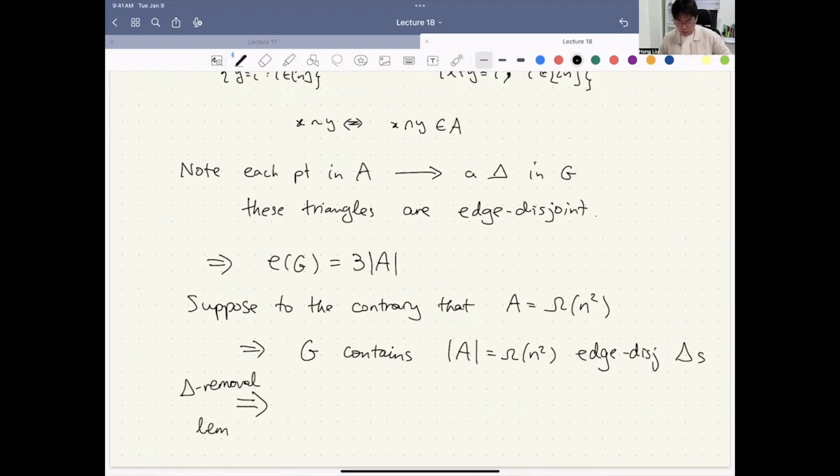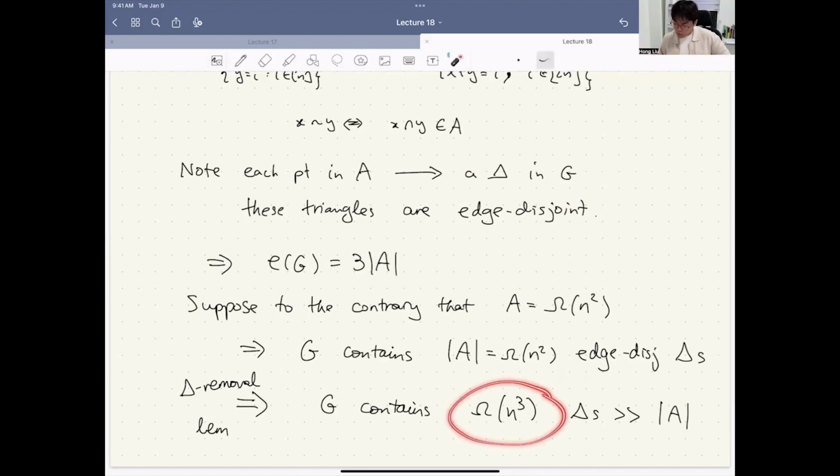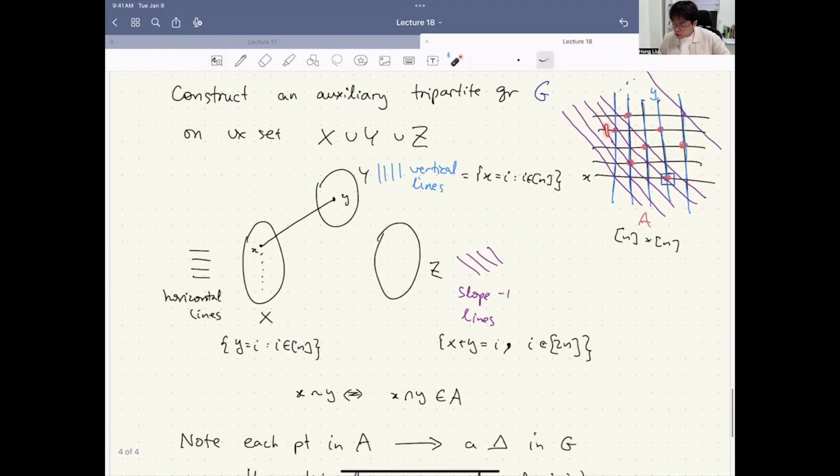What does the triangle removal lemma say? If a graph has quadratically many edge disjoint triangles, then this graph must have a cubic number of triangles in total, a positive triangle density. That means G contains, in total, a cubic number of triangles, which is much more than the size of A. A has size at most n squared. Here, when n is sufficiently large, of course, this is larger. That means G contains a triangle that is not a triangle generated by a point in A, not a triangle that looks like this.